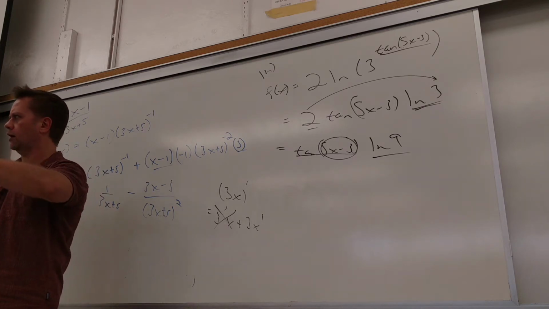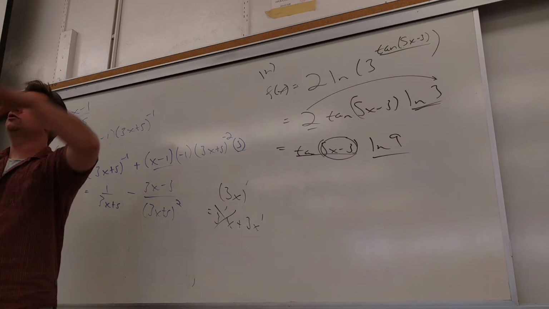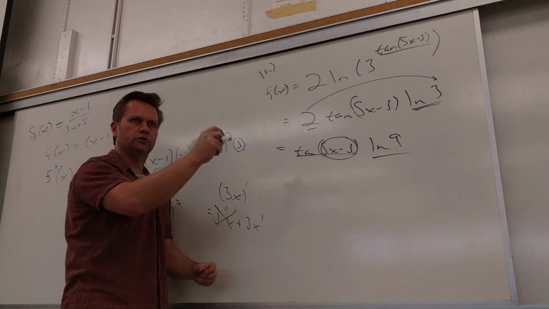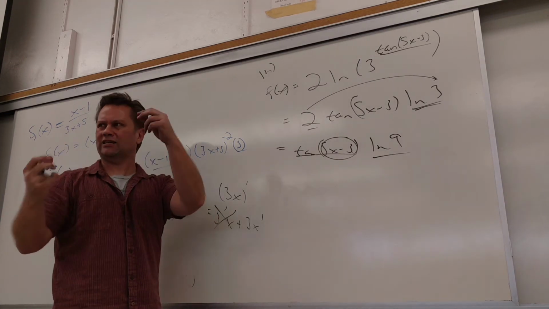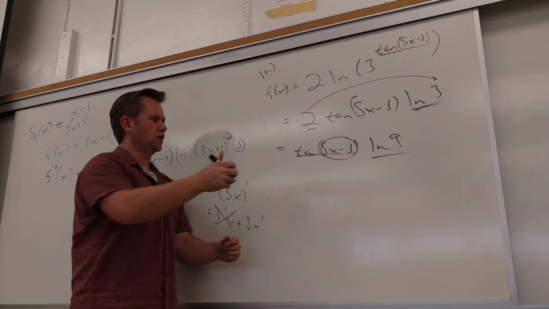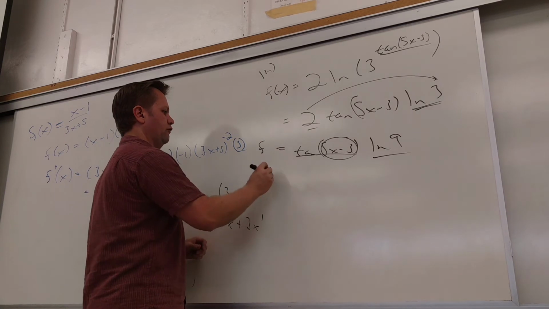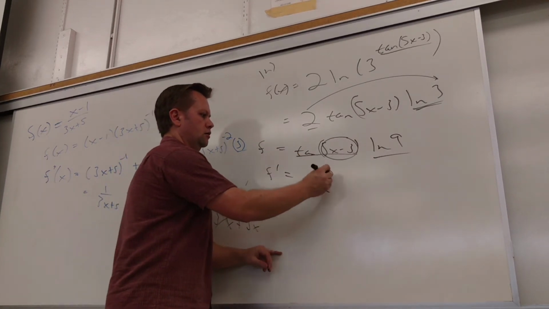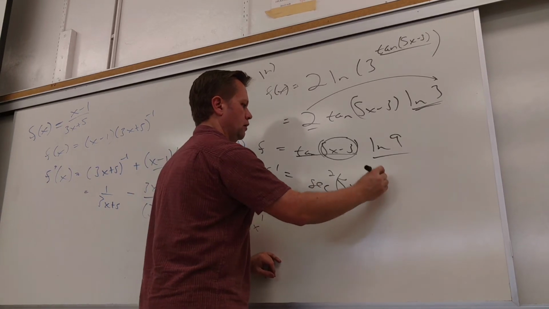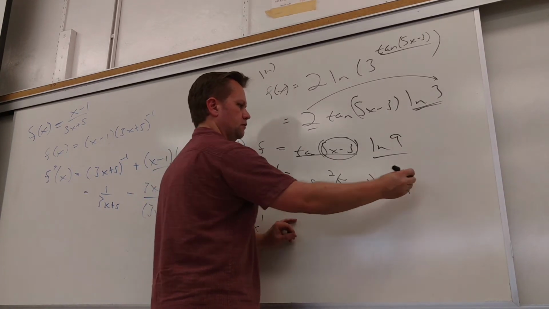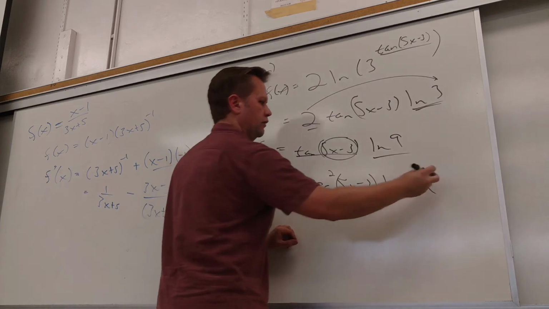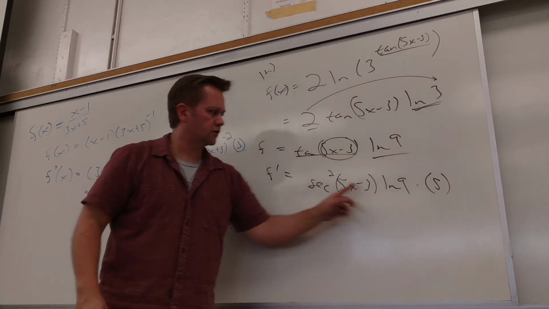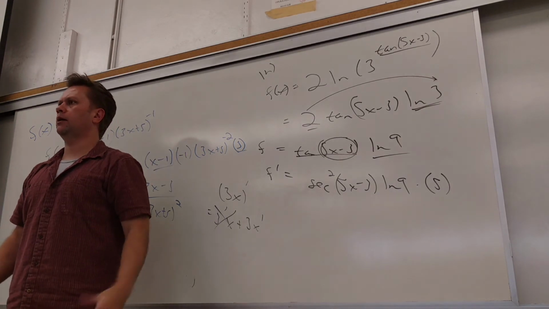A few of you guys kind of got lost in that, making too many things product rules that didn't have to be. The only product rules are the product of true functions where x explicitly shows up. So what is f prime going to be then? What's the derivative of tangent? Secant squared of stuff times the derivative of stuff. You can collect your coefficients out front, but it doesn't really make it any better.